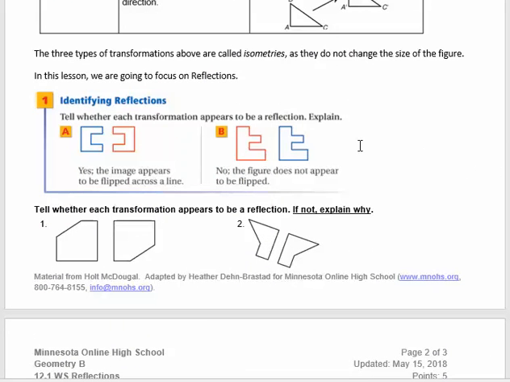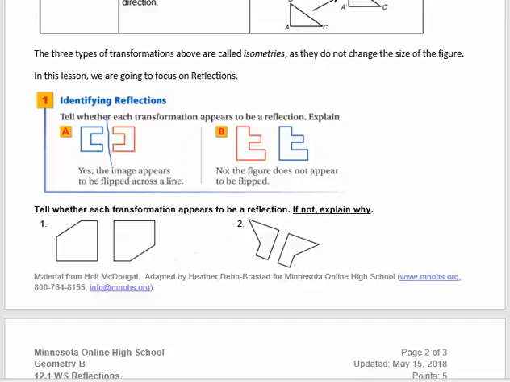To tell whether or not it's a reflection, you need to look and see if there's an invisible line in which you could fold this paper and you would get exactly the same thing on both sides. If that's true, then it's a reflection. So in A, it looks like this blue figure was flipped over this line, and then you get the red figure. But in B, it does not look like it's been flipped. It looks like it's just been moved or translated.